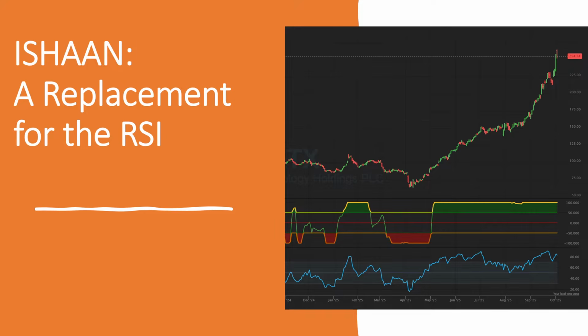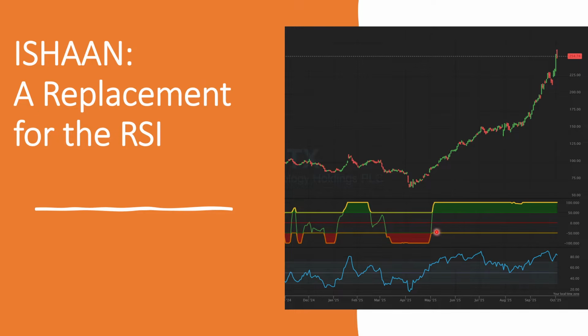I'm delighted to discuss the Ishaan oscillator and introduce it as a replacement for the relative strength index, which is a momentum oscillator. On the right-hand side, we have daily data for STX and a beautiful strong trend. The middle indicator here is the Ishaan oscillator, which is really positioned as a replacement for the blue line, which is the RSI oscillator or the relative strength index.